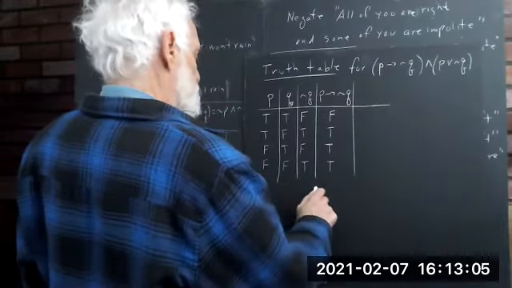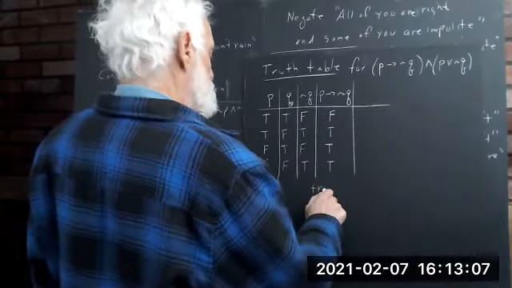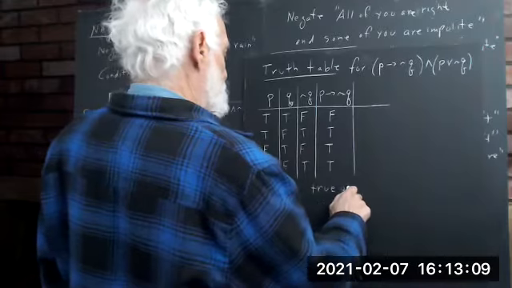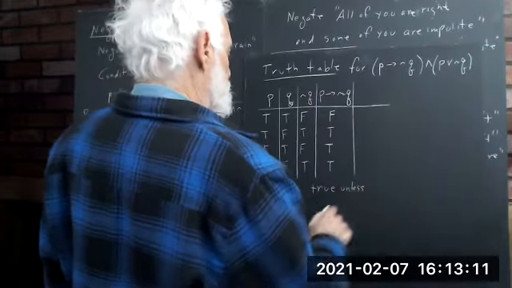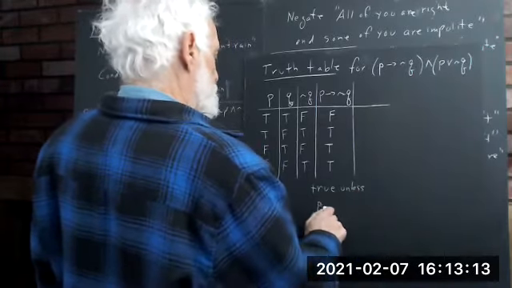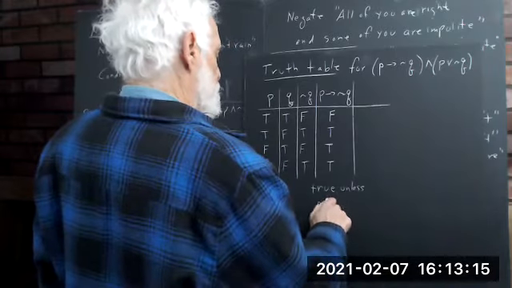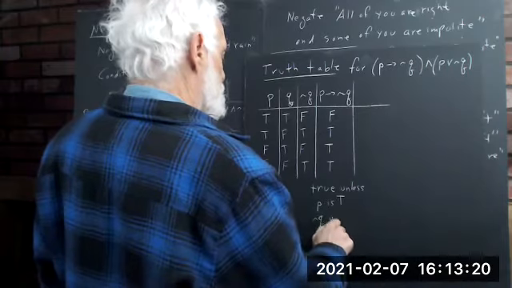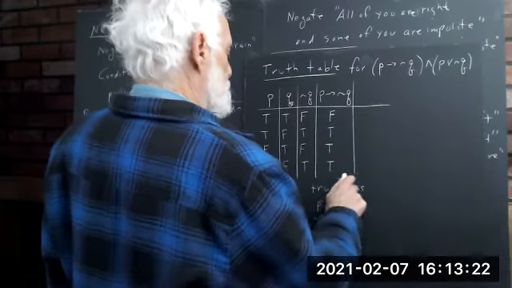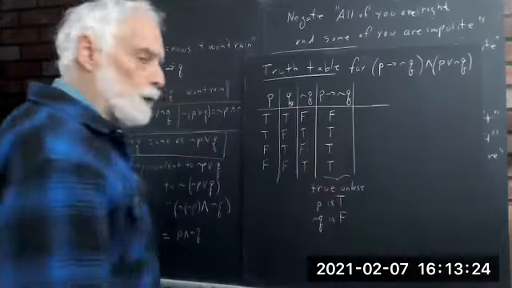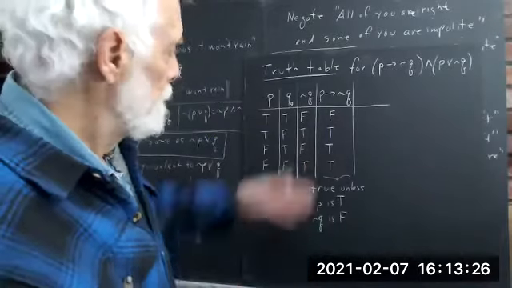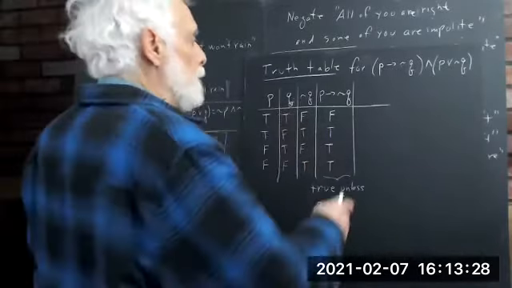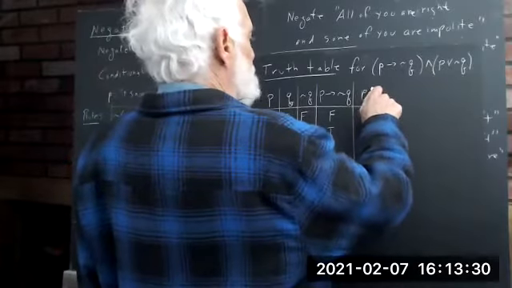Now, to document this, you might write the rule, true unless P is true, not Q is false. There's the rule we used. Okay, and then we have P or not Q.